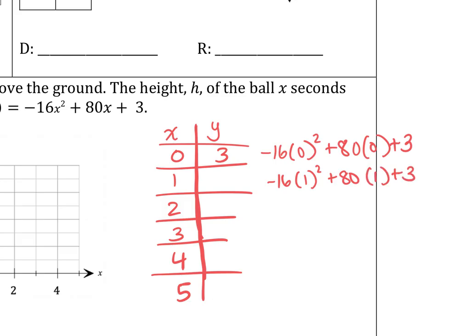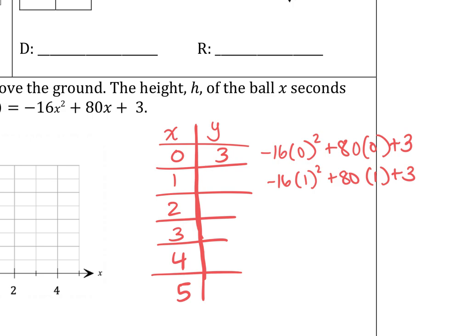And I would encourage you to be practicing putting this in your calculator, not just waiting for someone else to give you the answer. So on your calculator, I would just do the 1 squared and then multiply it by negative 16, and then do plus 80 times 1 plus 3.